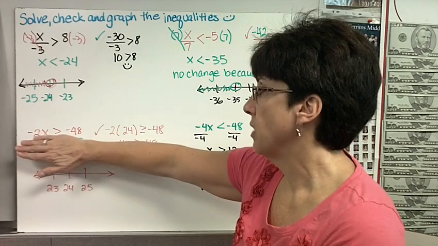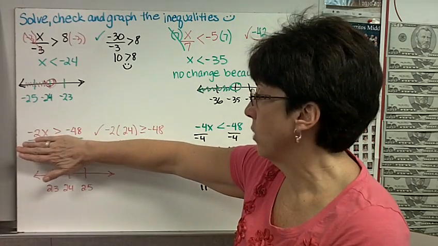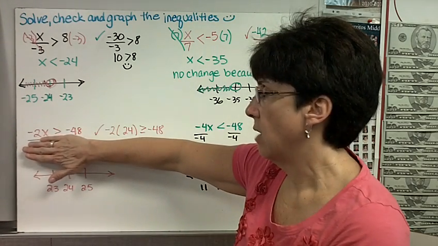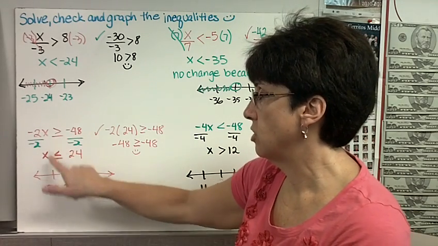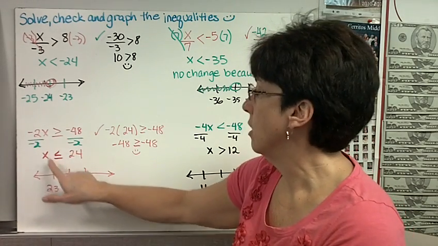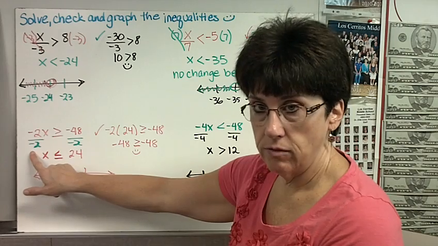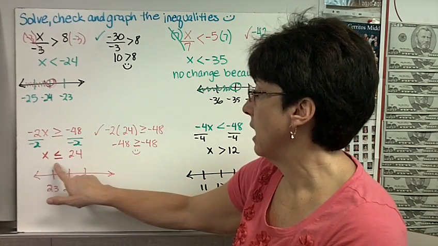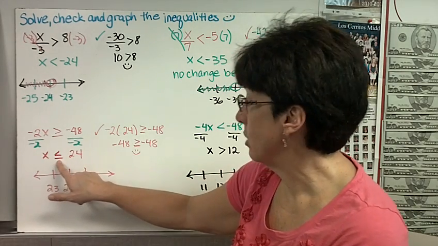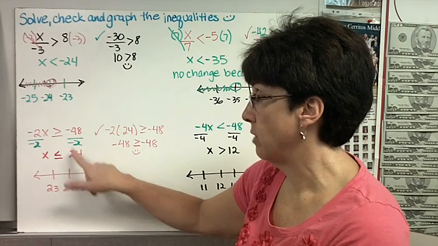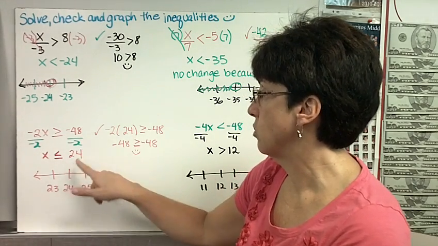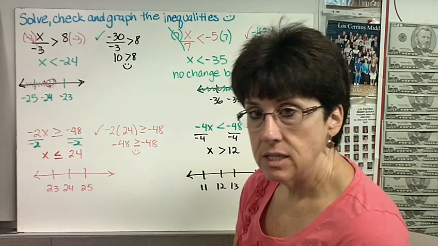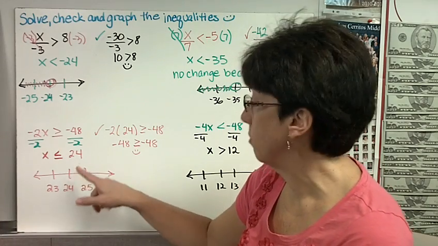Here's another problem. Negative 2 times x is greater than or equal to negative 48. I'm going to divide both sides by negative 2. Change the direction of my inequality symbol. Negative 2 over negative 2 is 1. So I get x is less than or equal to positive 24 because 2 negatives make a positive in division. 2 goes into 48 24 times. Because this is or equal to, I can use 24 in my check.